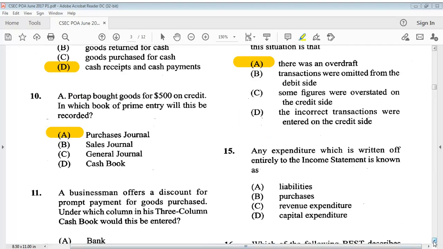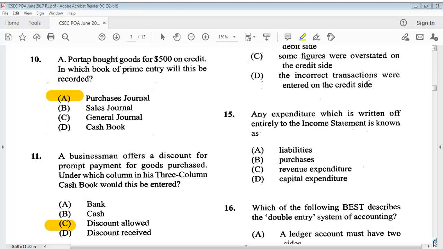15 says, an expenditure which is written off entirely to the income statement is known as, we know that is known as revenue expenditure. So C would be our answer.